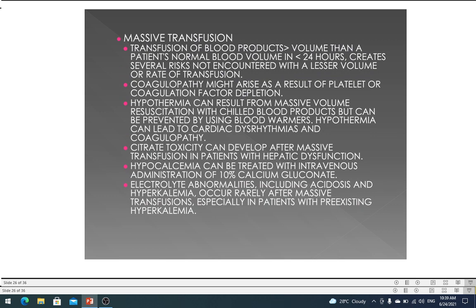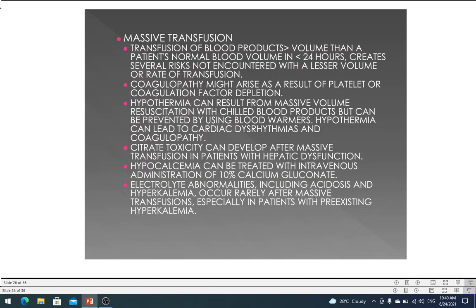Then we come to the problems with massive blood transfusion. When will you say the patient has had a massive blood transfusion? If the patient's whole blood volume has been replaced within 24 hours, or he has received blood equivalent to his whole blood volume within 24 hours. Normally a person has a blood volume of about 5 liters, isn't it? So if within 24 hours a patient gets 5 liters, about 10 units, and I told you each unit is about 450 ml, 10 units of blood, he's had a massive blood transfusion.